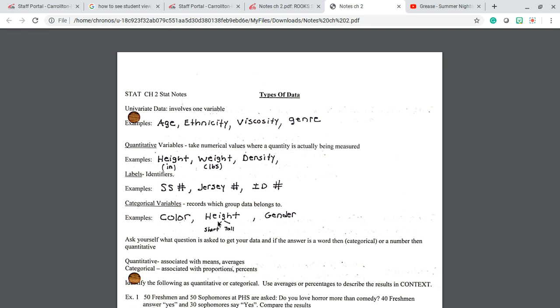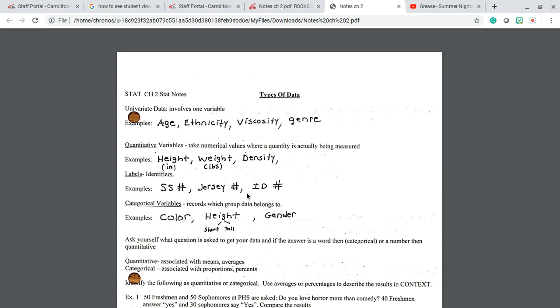So again, what you want to ask yourself is, would the answer to the question that you are asking in your survey or your experiment, would the answer to that be a number or a word? If the answer is a word, you're generally looking at categorical. If the answer is a number, you're looking at quantitative.